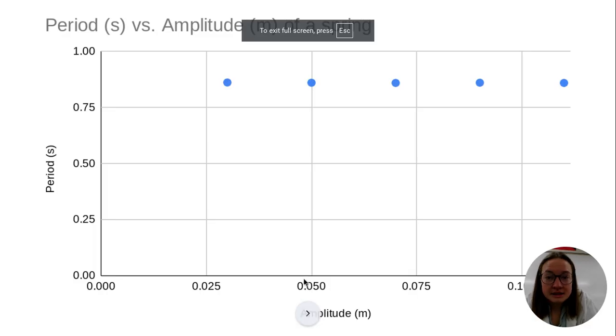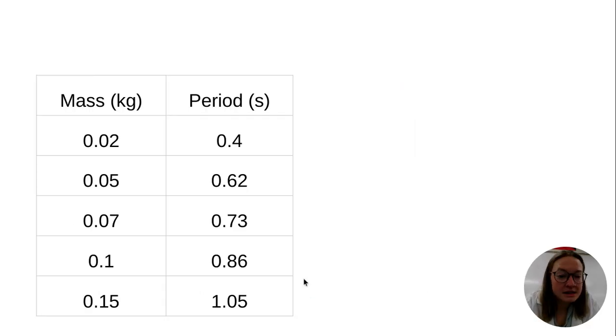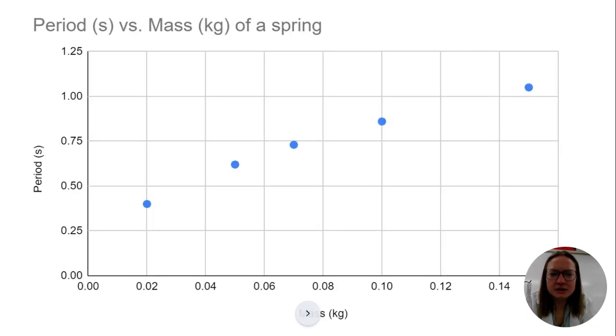The next variable that I looked at was the mass on the end of the spring versus the period. In other words, how much mass did I put down on the bottom here? I started with 0.02 kilograms, then worked my way up to 0.15 kilograms. When I did this, I graphed it and I found that my graph looked like this. And I want you to take a moment, pause, and interpret this graph in your head. What do you think this data says about the period of a spring and its mass?